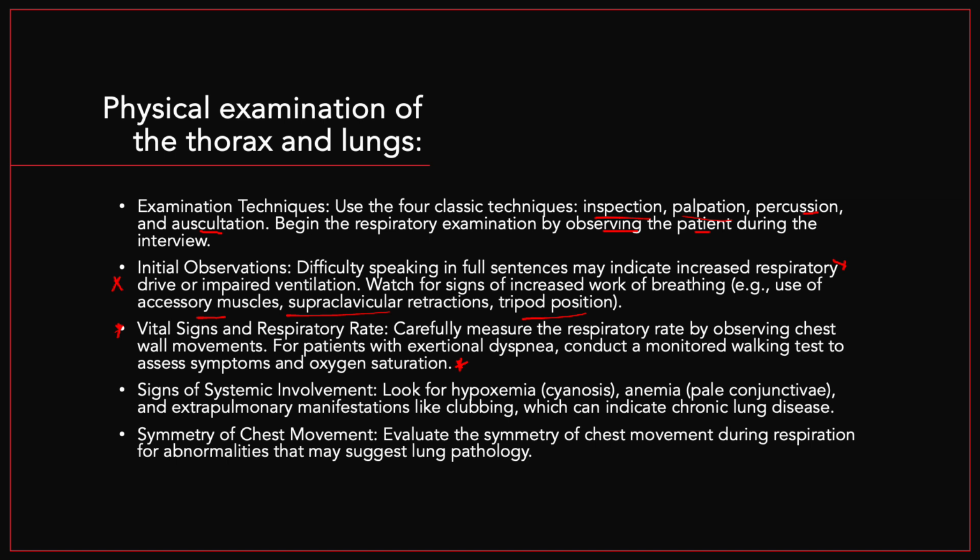All right, so signs of systemic involvement are going to be hypoxemia or cyanosis, anemia. If they're pale, they just kind of look pitiful. You can definitely tell the anemic patients laying there in the bed. They look like they've had all the life sucked out of them. Extrapulmonary manifestations like clubbing, which can indicate chronic lung disease. And then how symmetrical does their chest move? All right, so evaluate the symmetry of chest movement during respiration for abnormalities that may suggest different lung pathology.